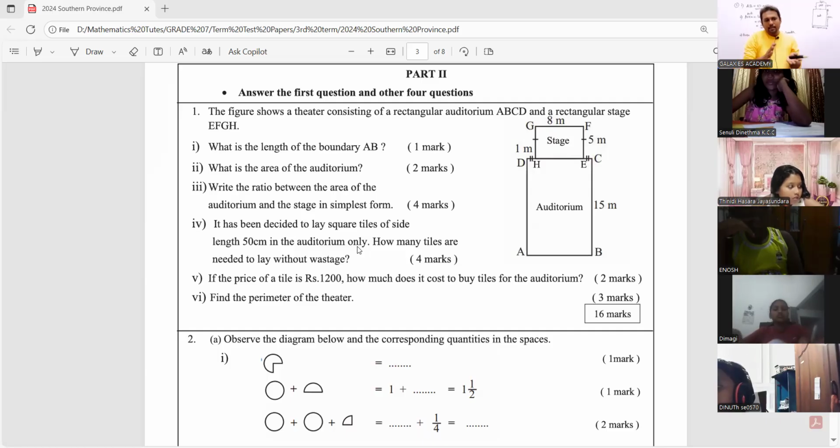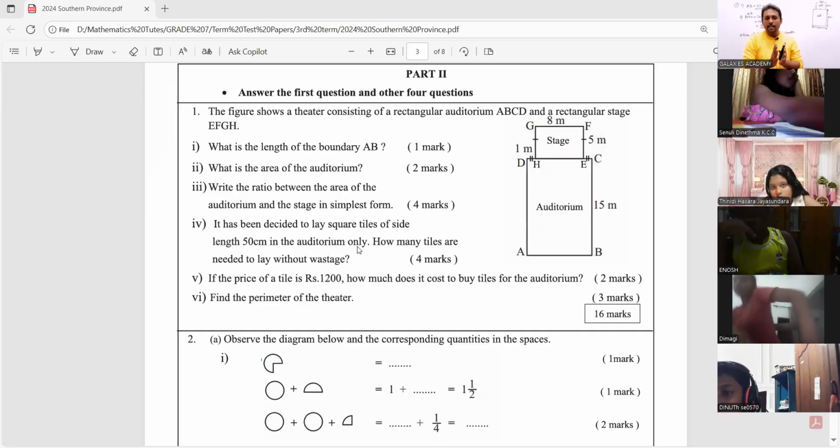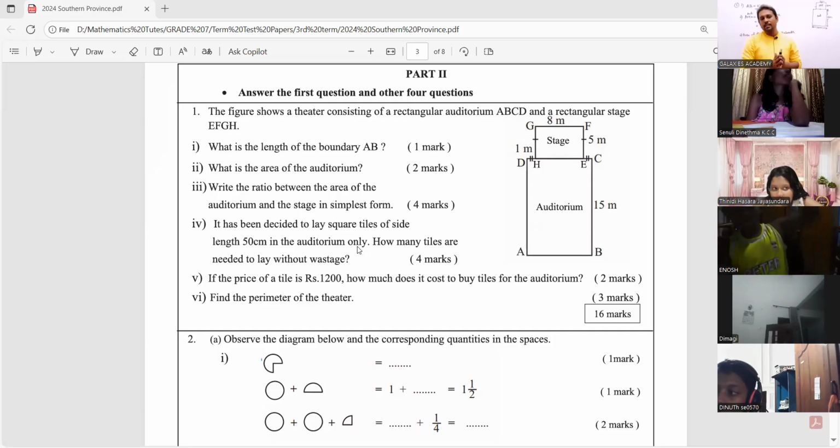Right, the shape of the tile is square, side length is 50 centimeters. Then the question asks how many tiles are needed to lay without wastage.